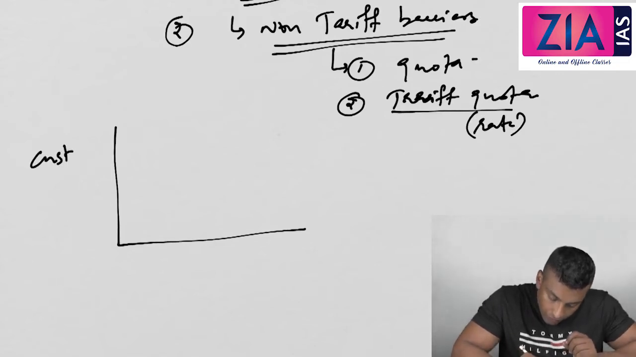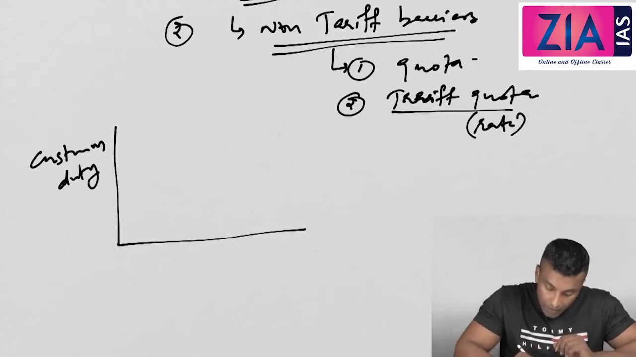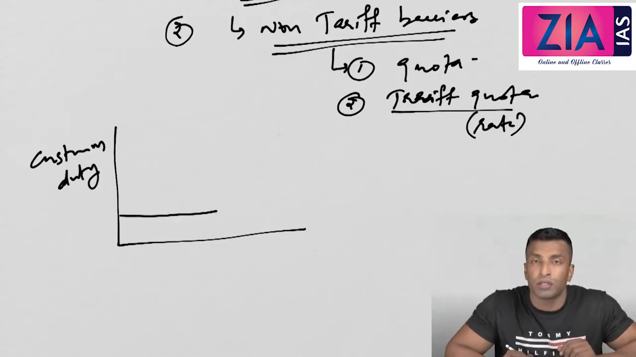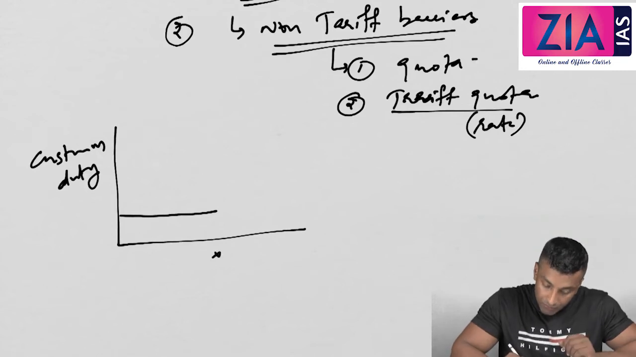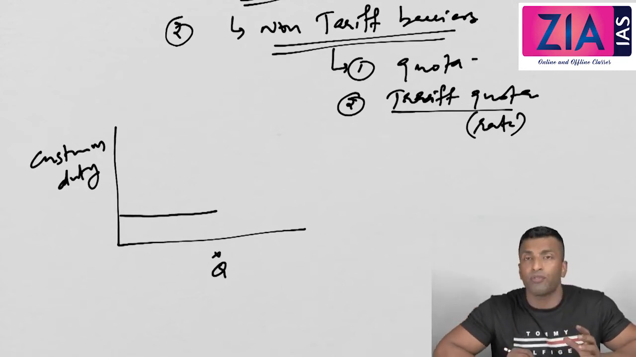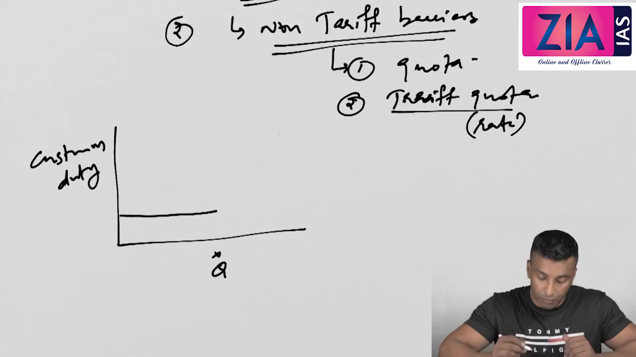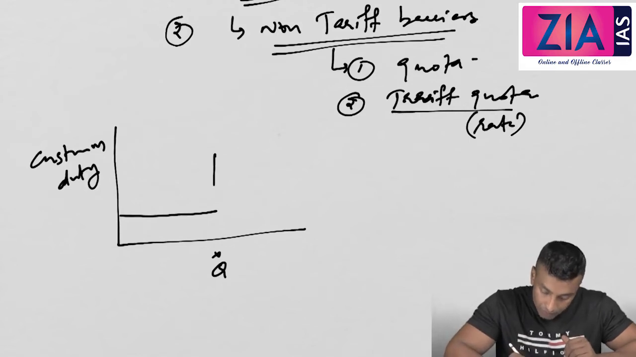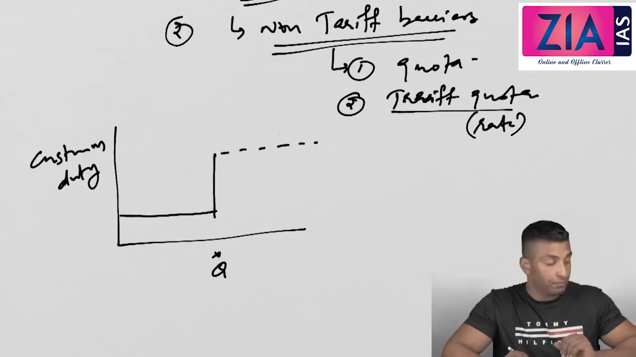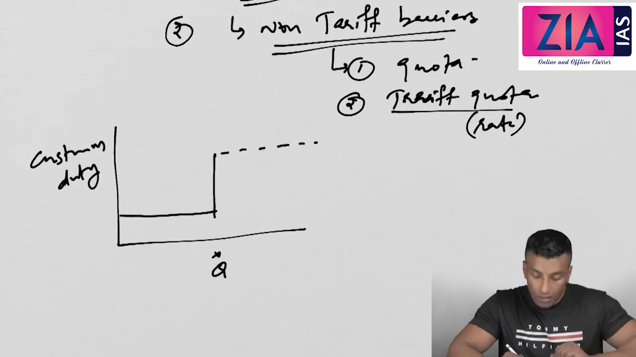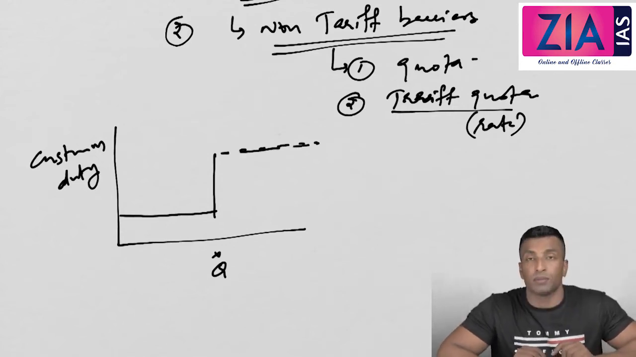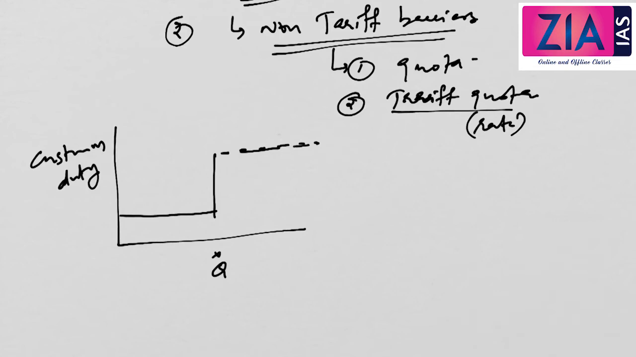So if you are going for customs duty, that is a tariff barrier. This is the normal situation. Let's suppose this is the duty. Now beyond this quantity, if you need to import or export, you have to pay more customs duty. This is how you can interpret this.